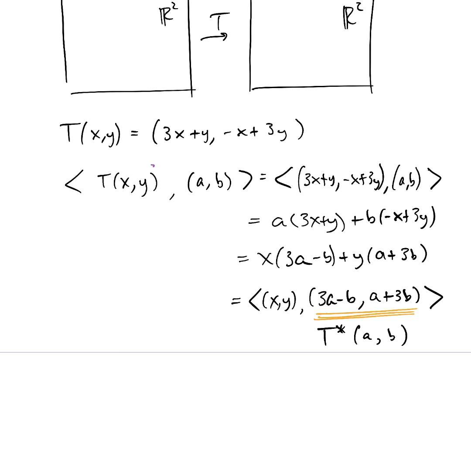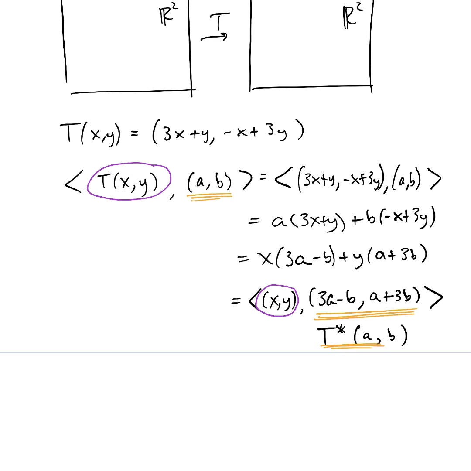when you do T(vector) comma other vector, that's supposed to be the same as original vector comma T star of other vector. So we have a formula for T star now. We've actually determined a formula for the adjoint.